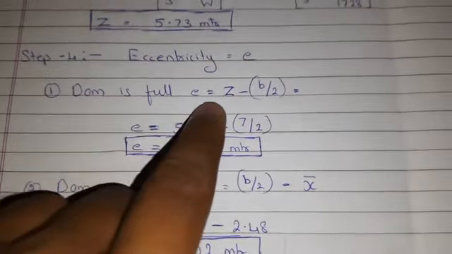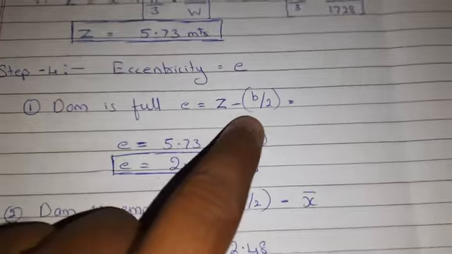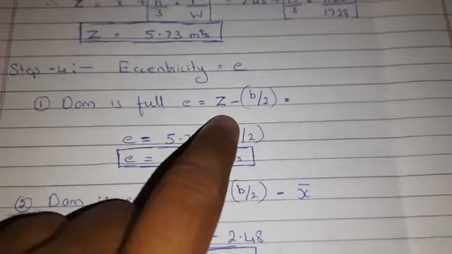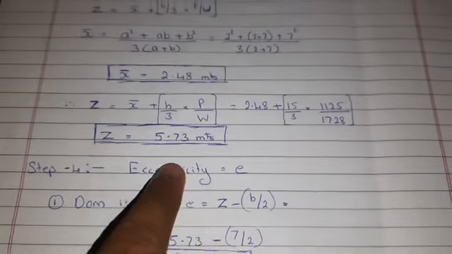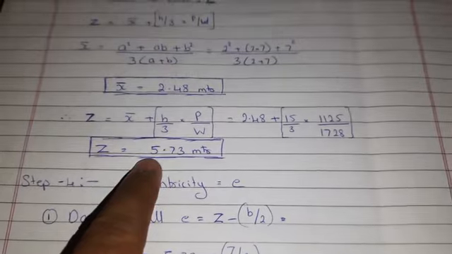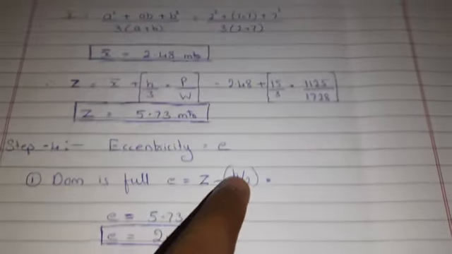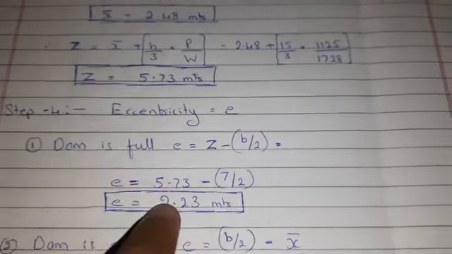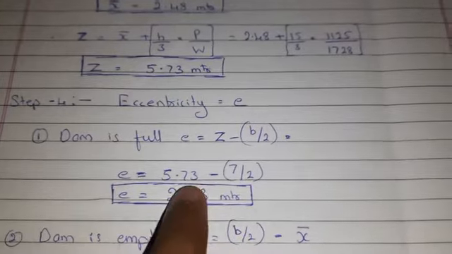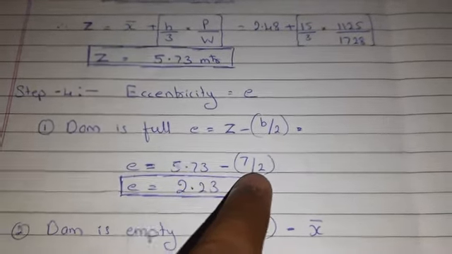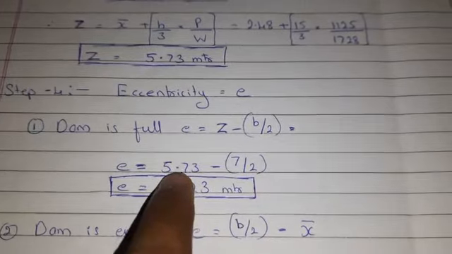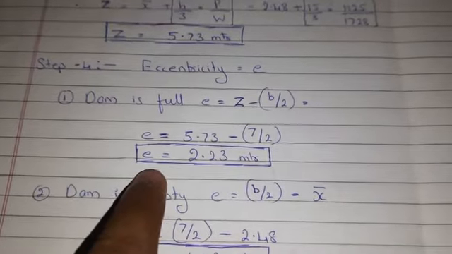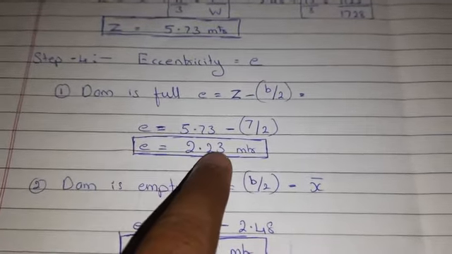When the dam is full, eccentricity e is given as Z minus B by 2, where Z is the distance of the resultant from the heel of the dam, and B is the bottom width of the dam. When we substitute the values, Z we calculated as 5.73, B is 7. So 5.73 minus 7 divided by 2. 7 divided by 2 is 3.5. So 5.73 minus 3.5, we get 2.23 meters. So eccentricity when the dam is full is 2.23 meters.